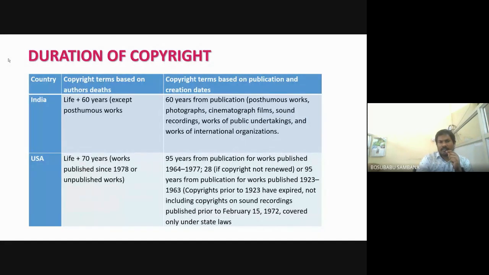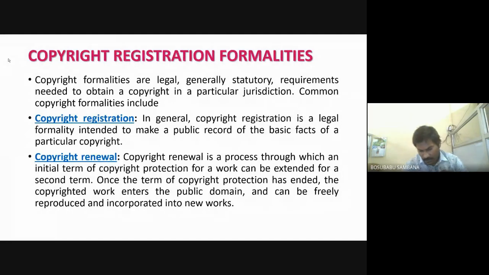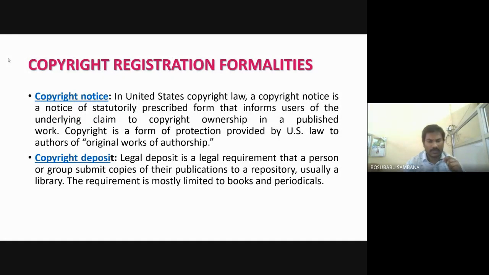Copyright duration is based on the author's life plus 60 years, or in India 70 years plus life, the entire life. There are also registration fees based on your work. These are very nominal government fees. After getting the grant, if you want to go for renewal, there are renewal fees of 200. There is also a copyright notice if someone utilizes your work without proper permission from your end, and copyright deposits for various requirements.